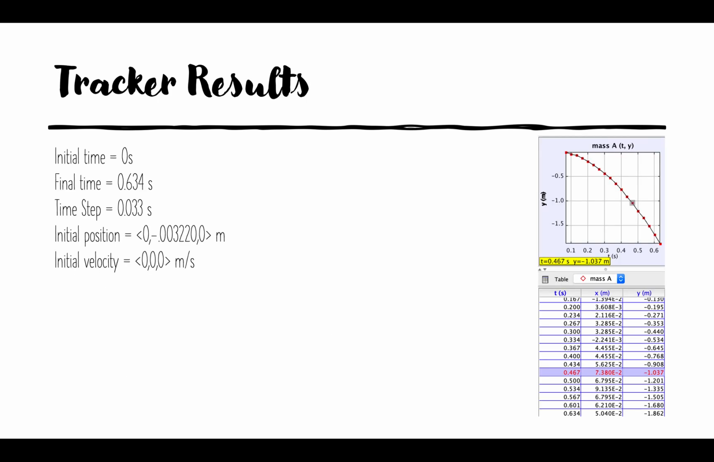This slide shows the result from the Tracker analysis. On the right is a graphical representation of the motion of the object in the y direction with respect to time. The position is negative because I declared that the up direction is positive. On the left is all of the measured data, including the initial time, final time, t-step, initial position, and initial velocity that will be used in the GlowScript models.